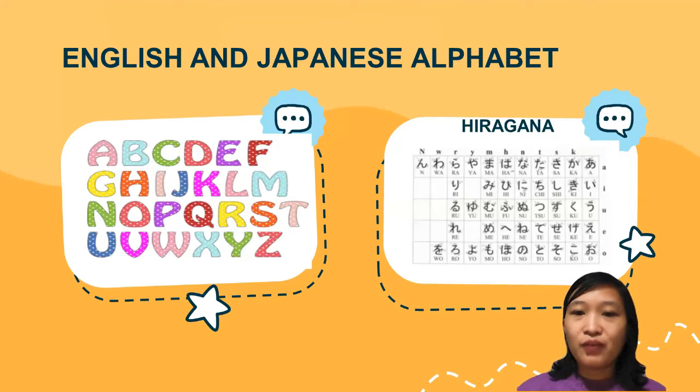Now, the English alphabet has 26 letters from A to Z. These can be written in lowercase or uppercase, while Japanese, on the other hand, has three separate writing systems. The first Japanese alphabet is called hiragana. There are 46 characters with an additional 20 extra formations and several other forms that can take this number even higher.